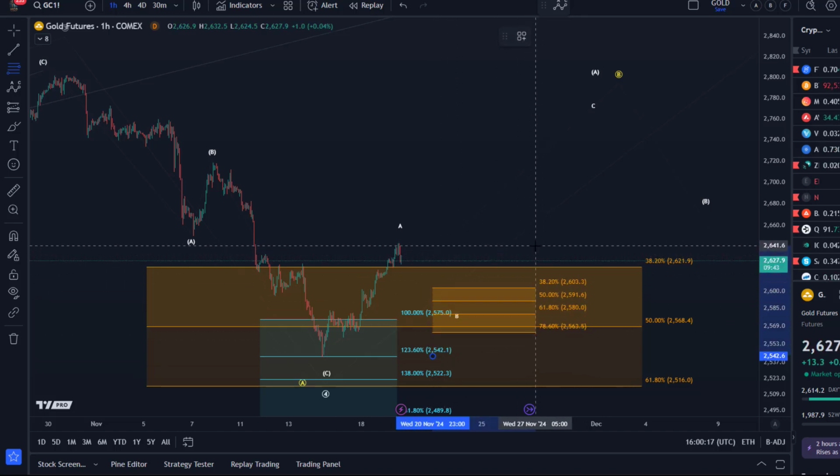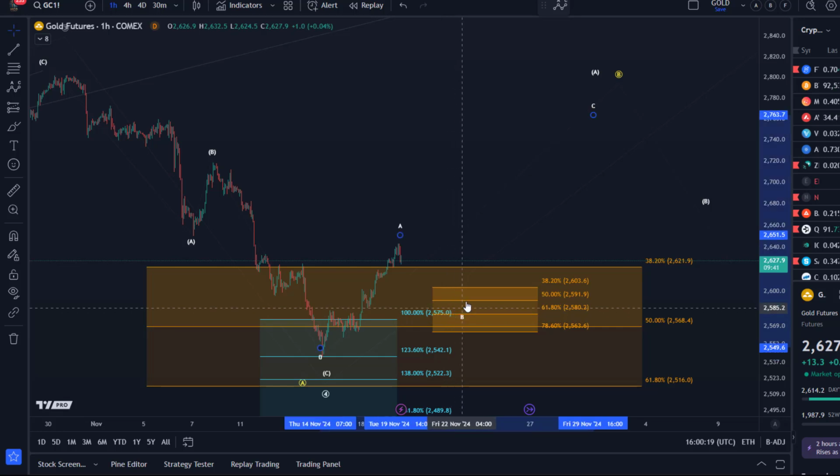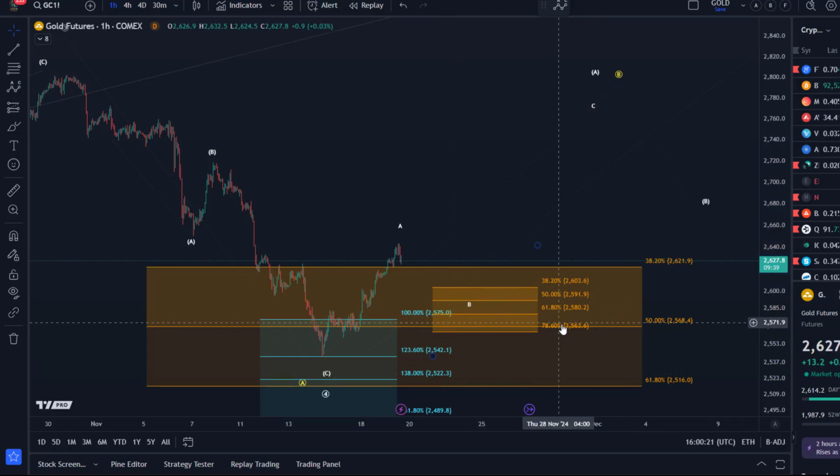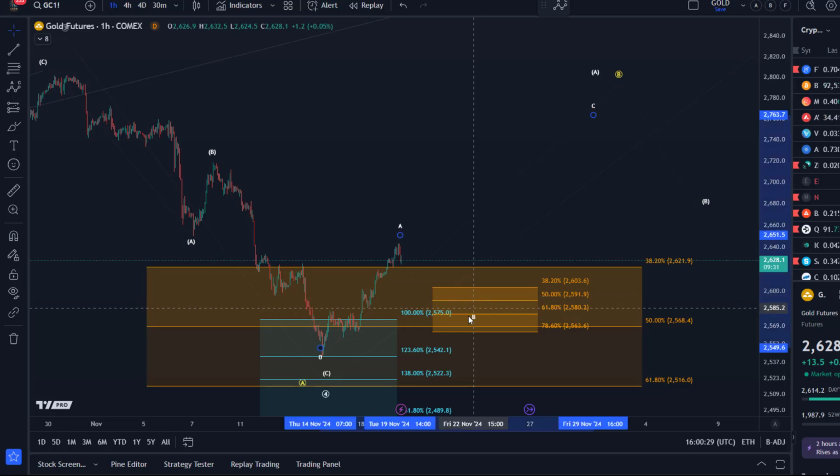But if we now get a pullback, these are the standard Fibonacci levels that need to hold, between 2,560 and 2,600. Any break below it would indicate that something more bearish is going on. But bear in mind that B waves have only weak support levels. Sometimes a B wave even forms a double bottom structure. So this is just standard support for a B wave, but these are chameleon-like structures.